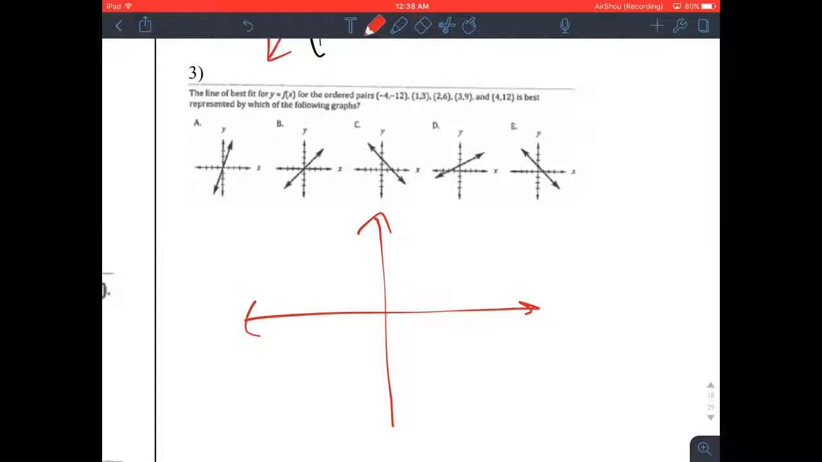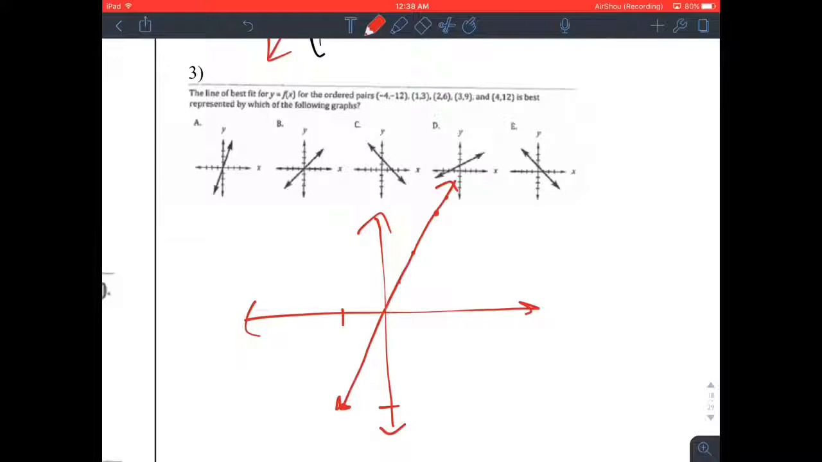-4, -12 might be something like this. +1, 3 might be something like this. 2, 6 might be something like this. 3, 9 might be something like this. 4, 12 looks something like this.